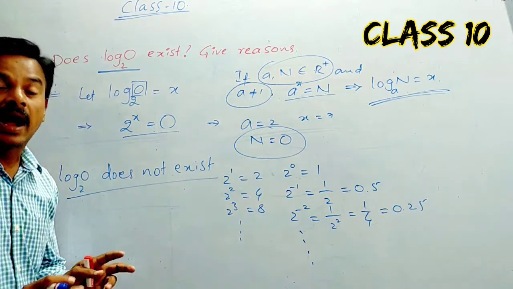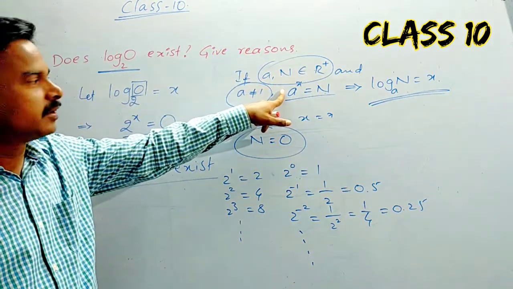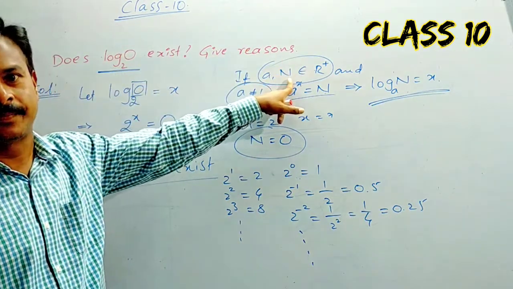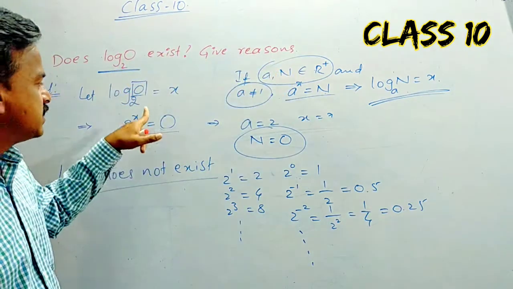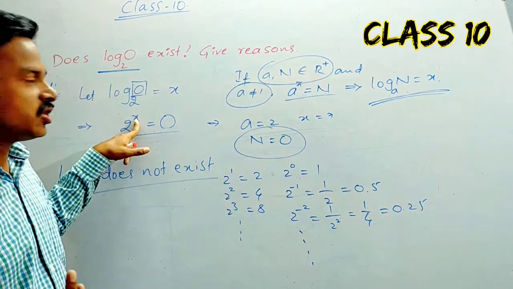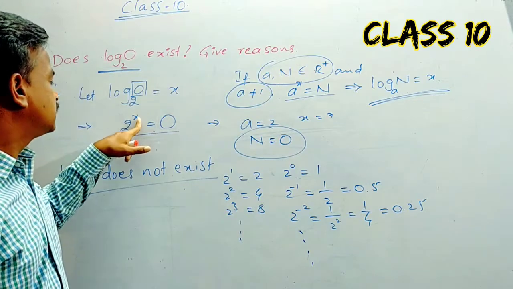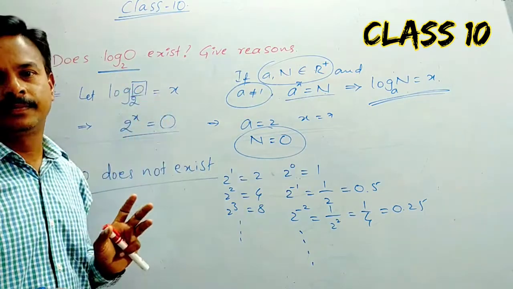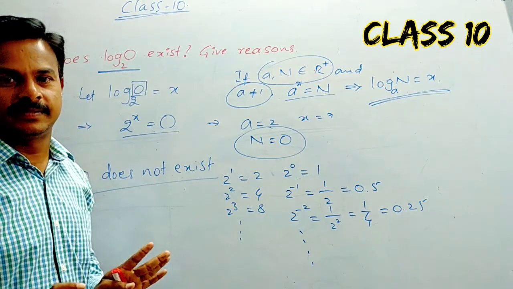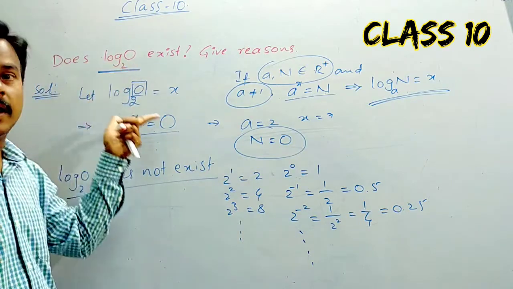This is the answer, and the reasons. The first reason is this one: by the definition, the given logarithmic form is not satisfying the condition. The second reason also we can say, for any value of x, that means for any integer or for any real number x, 2 to the power of x does not equal 0. These are the two reasons. We have to write the two reasons. Okay, this is a very important problem in logarithms.